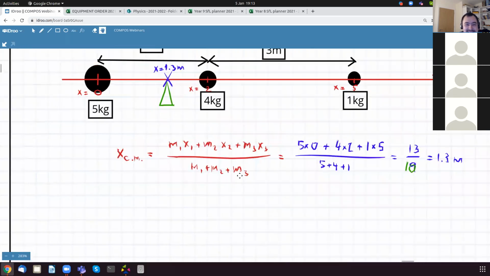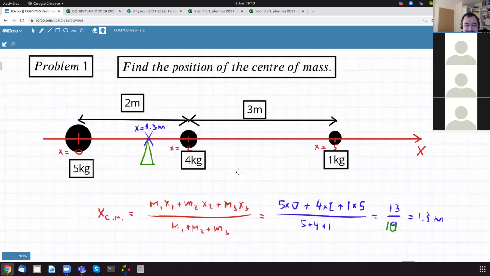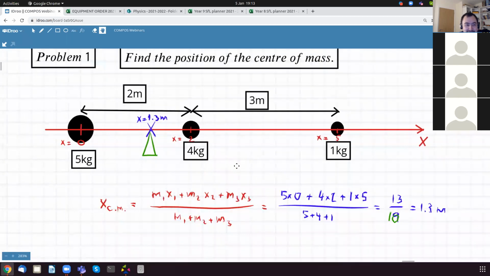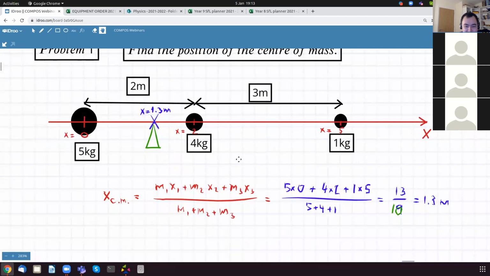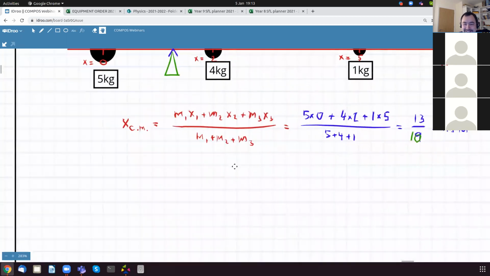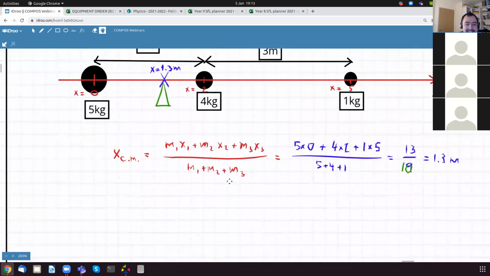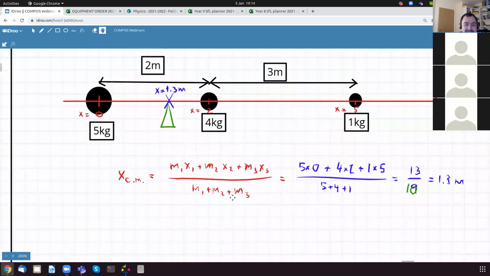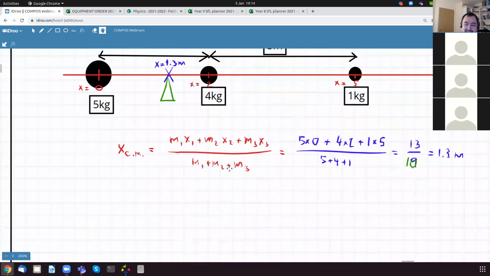Right. Okay. Oh, you have a younger brain. You have younger brains. You should be better at this. So the center of mass, and yeah, so that's that.